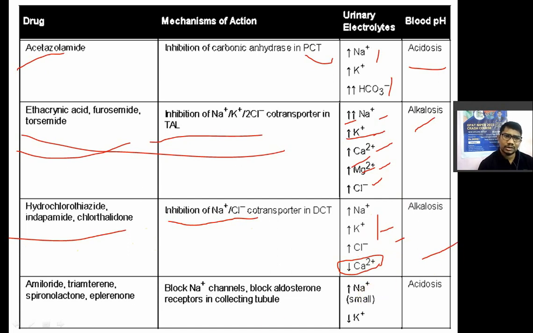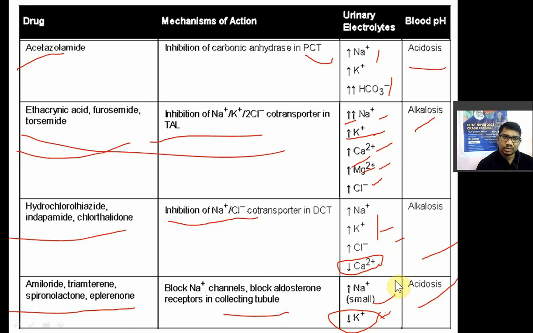Now last diuretics are nothing but the amiloride, triamterene, spironolactone and eplerenone. So they are known as potassium sparing diuretics. They will act on the late end of DCT, block the sodium channel, block the aldosterone receptor in the collecting tubule. So they will increase the sodium loss. They will increase the excretion of sodium. They will not excrete the potassium. They will retain the potassium. That's why they are known as potassium sparing diuretics. So acidosis is again an adverse effect.